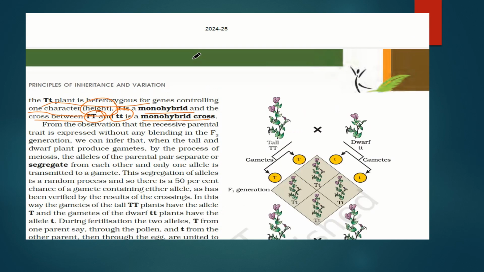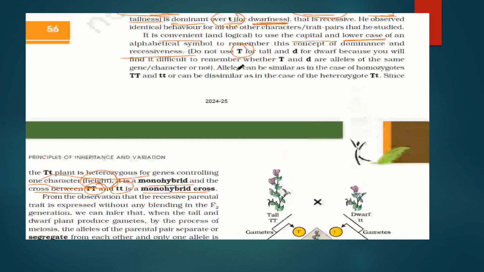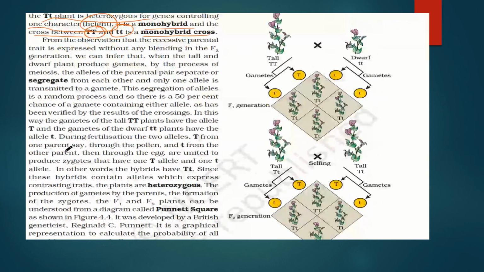So what is happening over here? We can see that alleles can be similar as in the case of homozygotes, that is TT and tt. TT is fully homozygous, the dominant tall plant, and tt is recessive, the dwarf plant, that is also homozygous. It is not heterozygous. Or alleles can be dissimilar as in the case of heterozygous Tt. Hence the Tt plant is heterozygous for genes controlling one character, height only. So in the monohybrid cross, we will be taking two homozygous characters only.